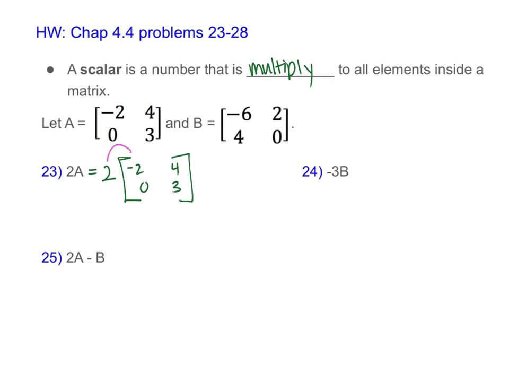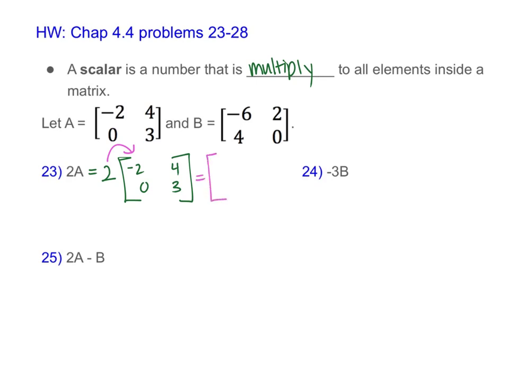And then I'm going to distribute this 2 inside because this 2 is a scalar. It multiplies to all the elements that are inside the matrix. So you can think of the matrix as being this very big parentheses, and then the 2 being the coefficient or the constant that's outside that needs to distribute to every number inside the matrix.